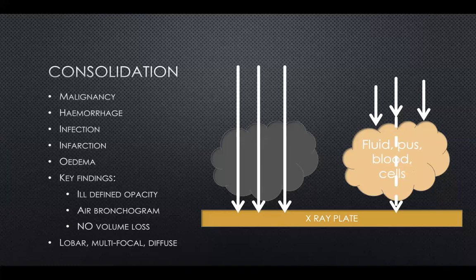Is it ill-defined, so not completely opaque, but sort of ill-defined, patchy? Are there air bronchograms, so can you see airways through the whiteness, and no volume loss on that side? Then it's most likely going to be a pneumonia. And is it confined to a lobe, or is it multifocal, or is it diffuse everywhere?